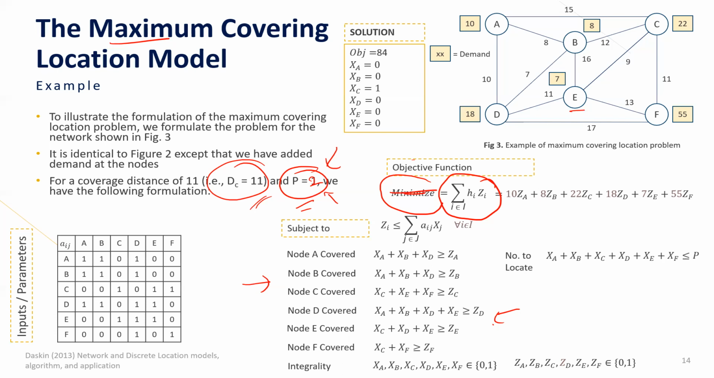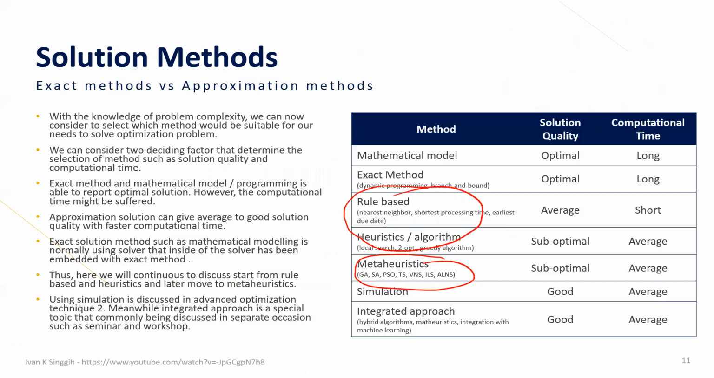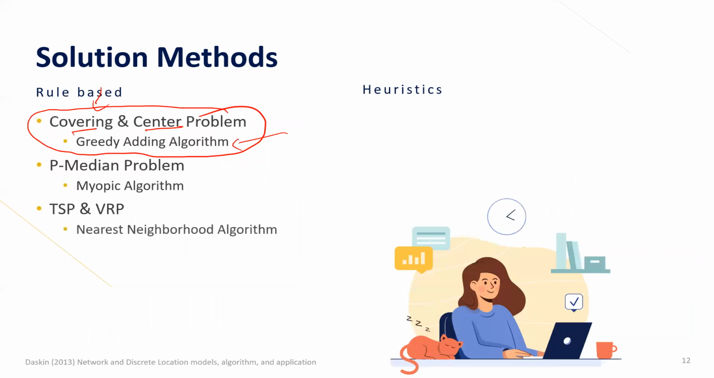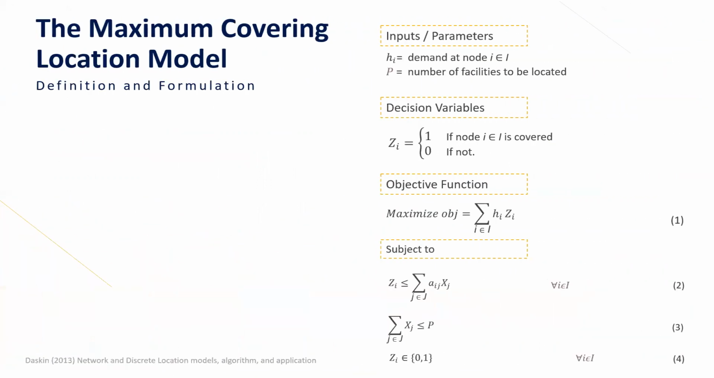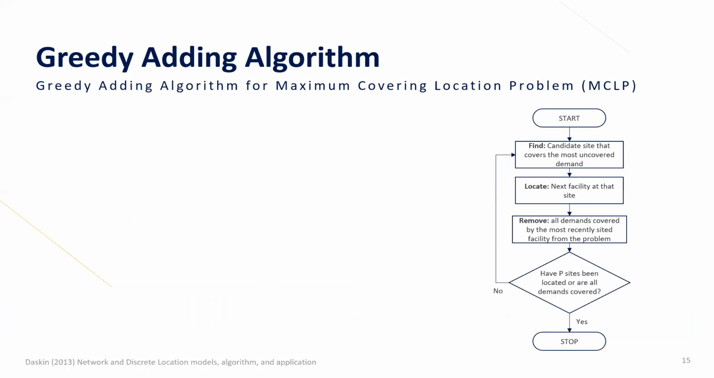That's why first we want to try the rule base. We have several: rule based, heuristic, meta heuristic. Let's start from the easiest one, rule based, which is called greedy adding algorithms. What are greedy adding algorithms? Let's go back here.